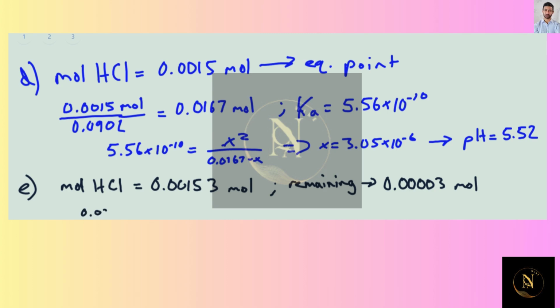Which we can divide by the volume, which is 0.091 liters, and we get 2.75 times 10 to the minus 4 molar. And if we take the negative log of that value, we get a pH is equal to 3.56.